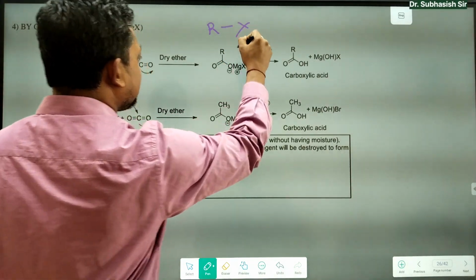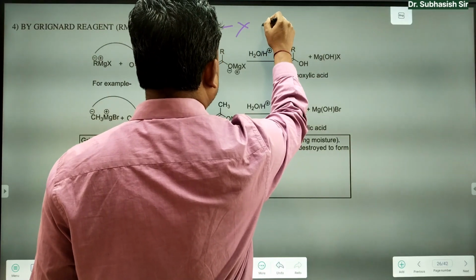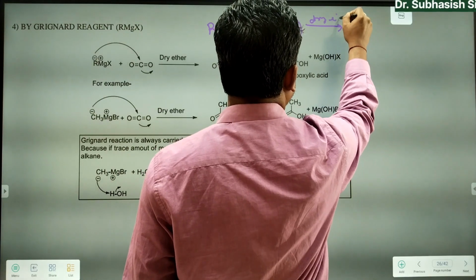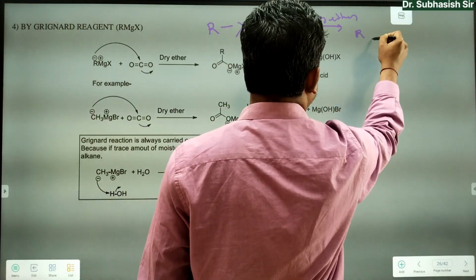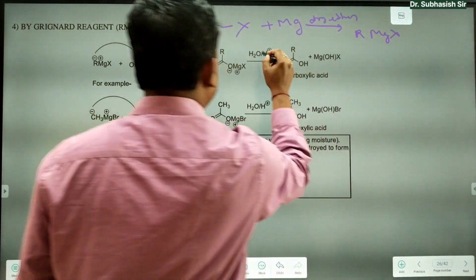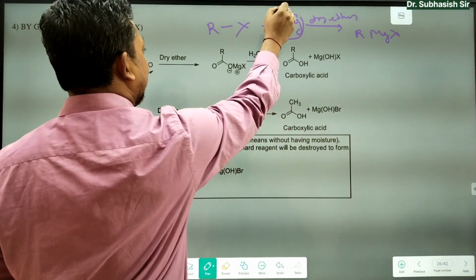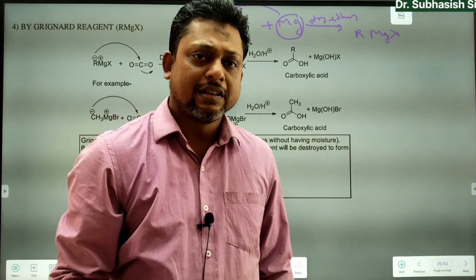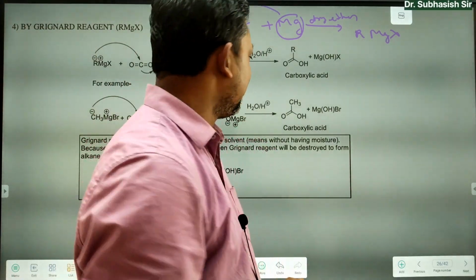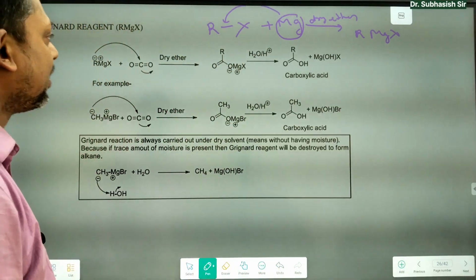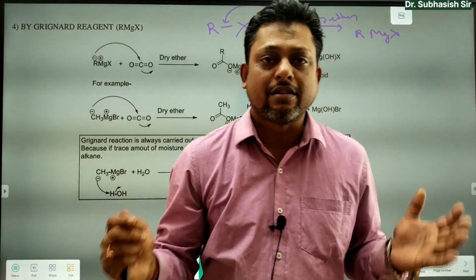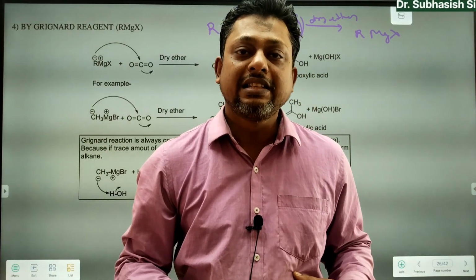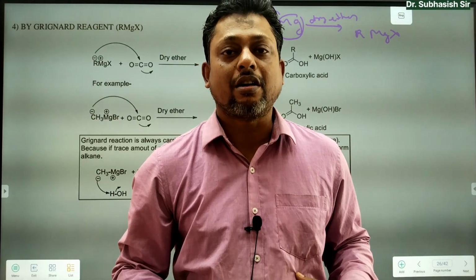So how is this RMgX prepared? When you take alkyl halide and magnesium in presence of dry ether, then you will get RMgX. Here you can clearly see this magnesium enters between R and X. Okay, another thing you must know is why this Grignard reagent is prepared in dry ether. What do you mean by dry ether? Dry ether does not mean this ether is a solid. Dry means here this ether should be free from moisture or water.